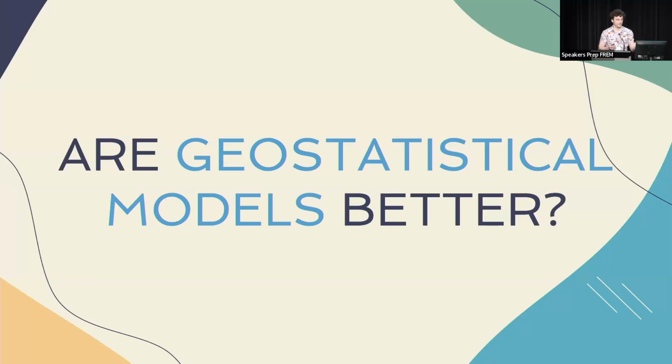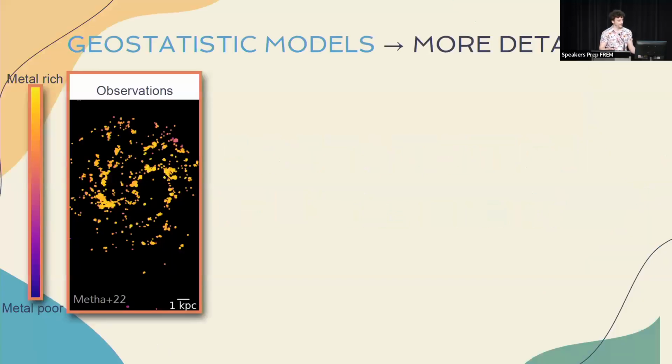So one reason you might want to do this is because, when you observe galaxies with metallicities, you can only get the metallicities at H2 regions, unless you're Song Lin.